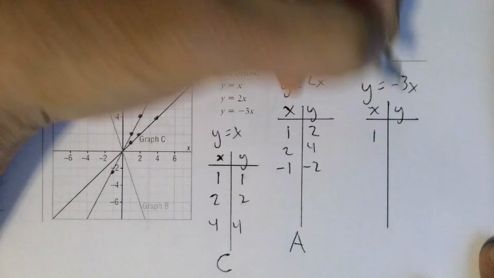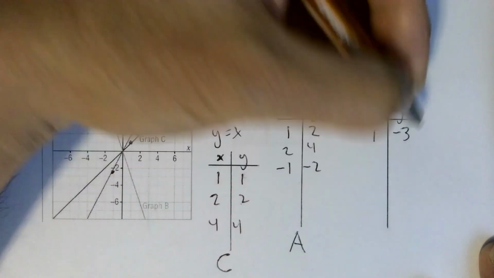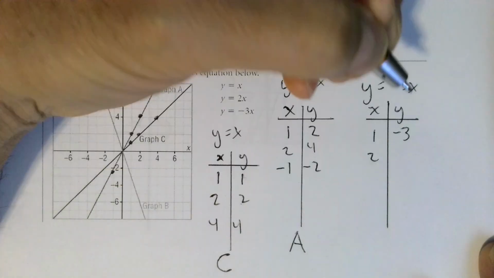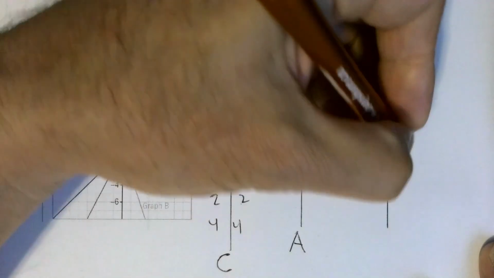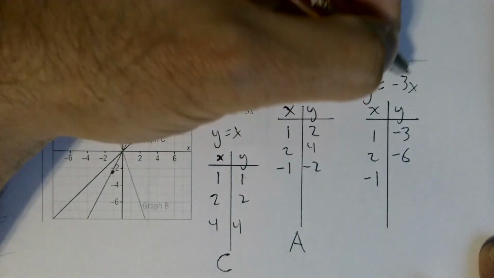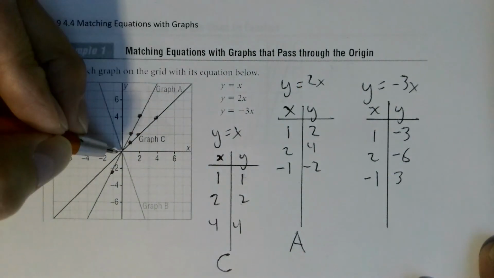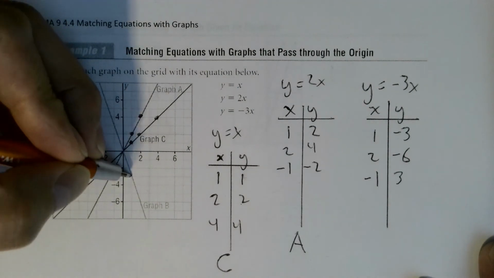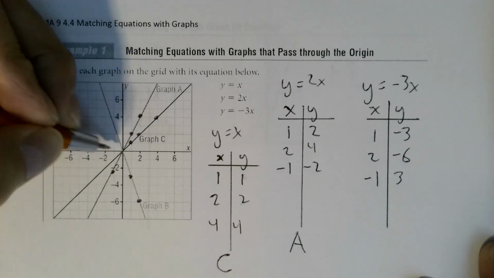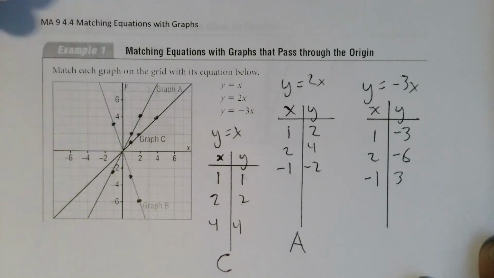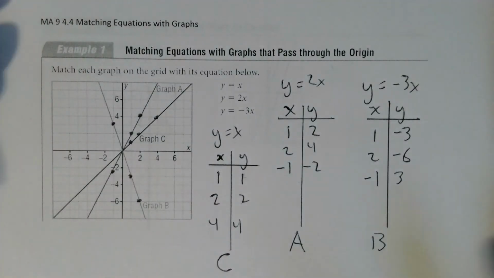If x equals 1 here, we've got -3 times 1 is -3, so y would have to equal -3 to make that true. If x equals 2, -3 times 2 would be -6, and let's use -1 again. -1 times -3 is 3. Okay, so we got 1, -3, 2, -6, and -1, 3. And those are all graph B. Okay, so this is the best way to get the answer.